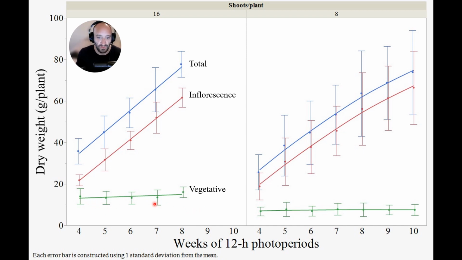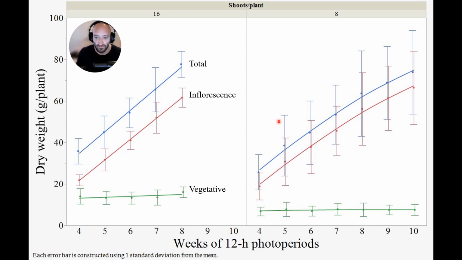There's really no changes here. So all of the growth occurring beyond week 4 is occurring in these inflorescences. And so we see with the 16 shoots per plant experiment that each additional week under short days, going from week 4 to week 8, we're getting nice linear increases, these large increases every week.